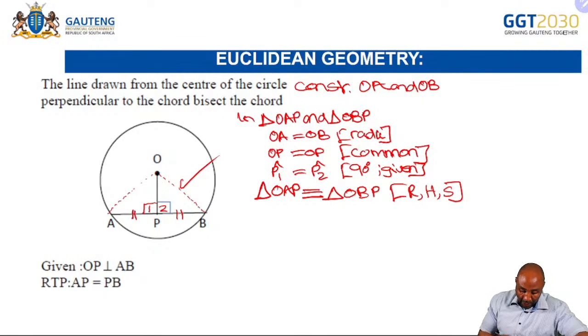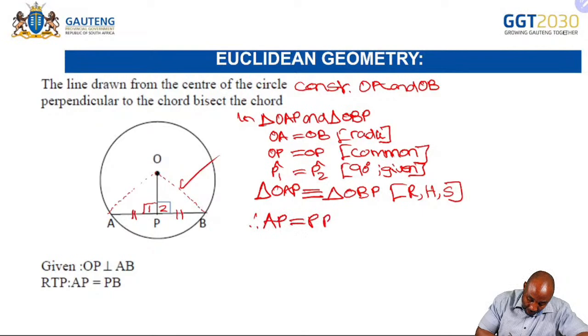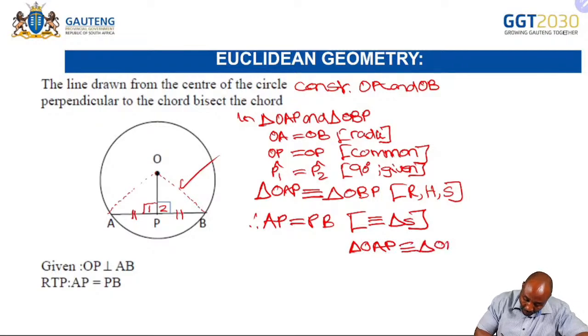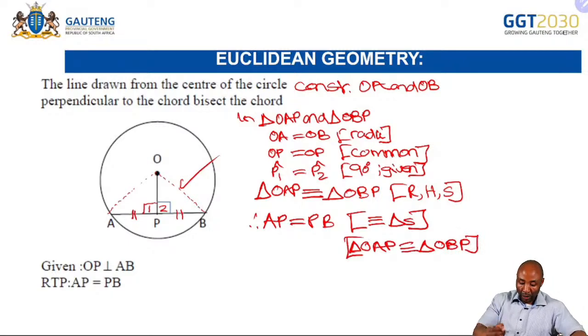So looking at my triangle, because of congruency, it follows that OA is equal to OB. OP, I've proven that is common, so it follows that therefore AP is equal to PB, and my reason will be congruent triangles. Or I can write a full reason: triangle OAP is congruent to triangle OBP. Remember, order is very important. When you are talking about similarity and congruence, the order is very important.